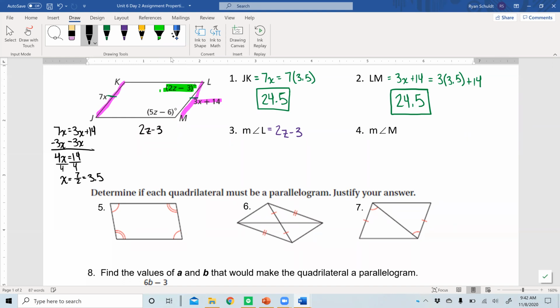2z minus 3 plus 5z minus 6 equals 180. 2z plus 5z is 7z. Negative 3 minus 6 is negative 9, equals 180. Add 9 to both sides. I'm going to get 7z equals 189. Divide by 7, and we get z equals 27.